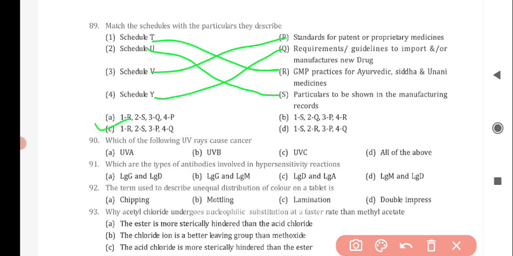Next question is, which of the following UV rays cause cancer? And the correct answer is option B, UVB. Next question is, which are the types of antibodies involved in hypersensitivity reactions? And the correct answer is option B, IgG and IgM. Next question is, the term used to describe unequal distribution of color on a tablet is, and the correct answer is option B, that is mottling.